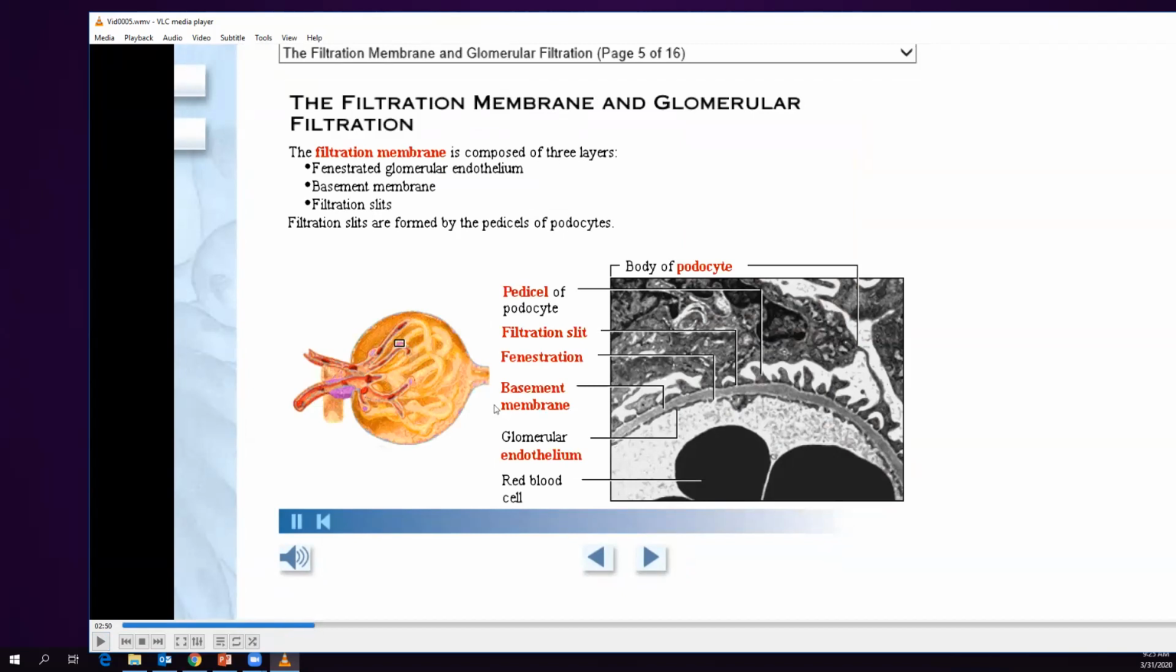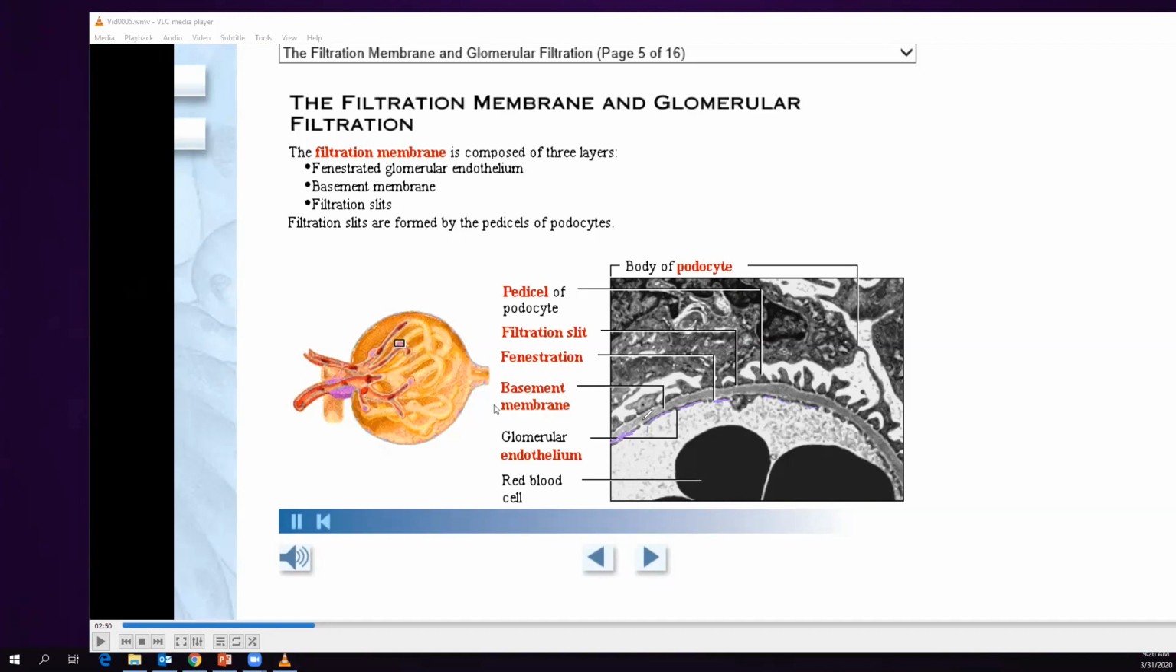Okay, so we haven't done anything in the packet yet. We're almost there. Let's make a note of this structure of the filtration membrane. I will give things different colors. Let's do the fenestrated capillaries. Here, capillary, then there's a space, and then we should have some more little spaces right here, fenestration.